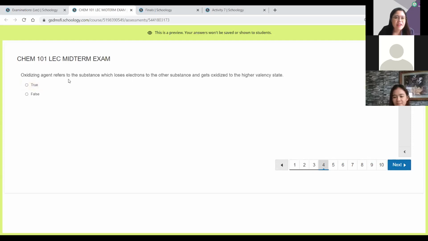Next, oxidizing agent refers to the substance which loses electrons to the other substance and gets oxidized to the higher valency state. So our mnemonics here is GEROA and LEORA. Ano daw sabi? Oxidizing agent. Hanapin mo yung oxidizing agent dyan. Siyempre, this one is for the GEROA. Gain of electron, reduction, oxidizing agent. So the oxidizing agent will gain the electron. So definitely, this one is false. Again, this is false because as per our mnemonics, oxidizing agents are those which undergo reduction and they will gain electrons. So baliktad.